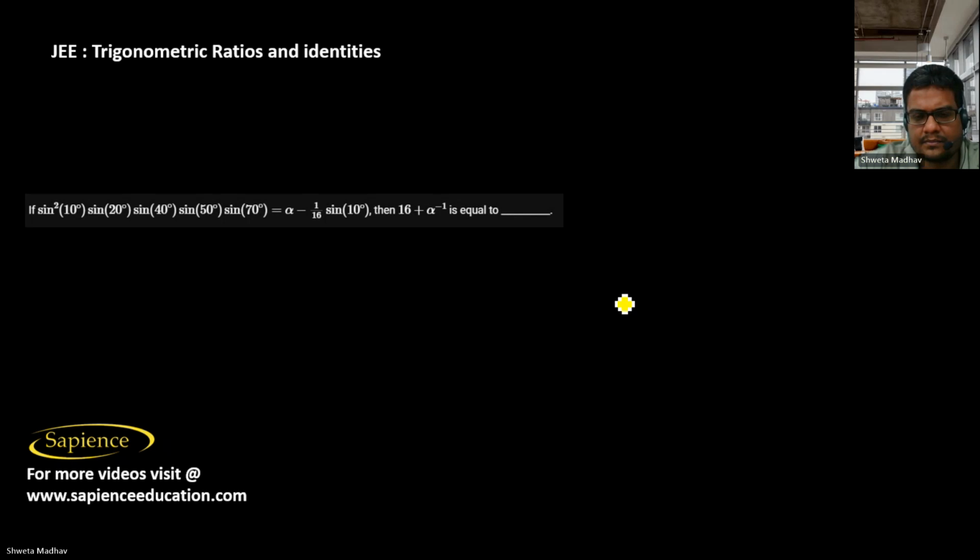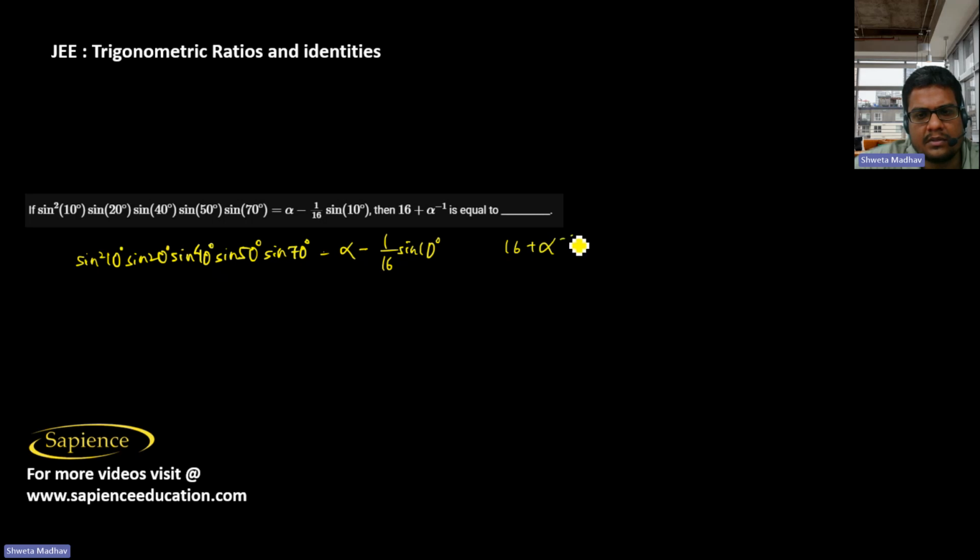So here it has been told that sine square 10 degree, sine 20 degree, sine 40 degree, sine 50 degree, sine 70 degree is equal to alpha to the power minus 1 by 16 sine 10 degree. Then 16 plus alpha to the power minus 1 is equal to how much? So now we simplify it and we get sine 10 degree.